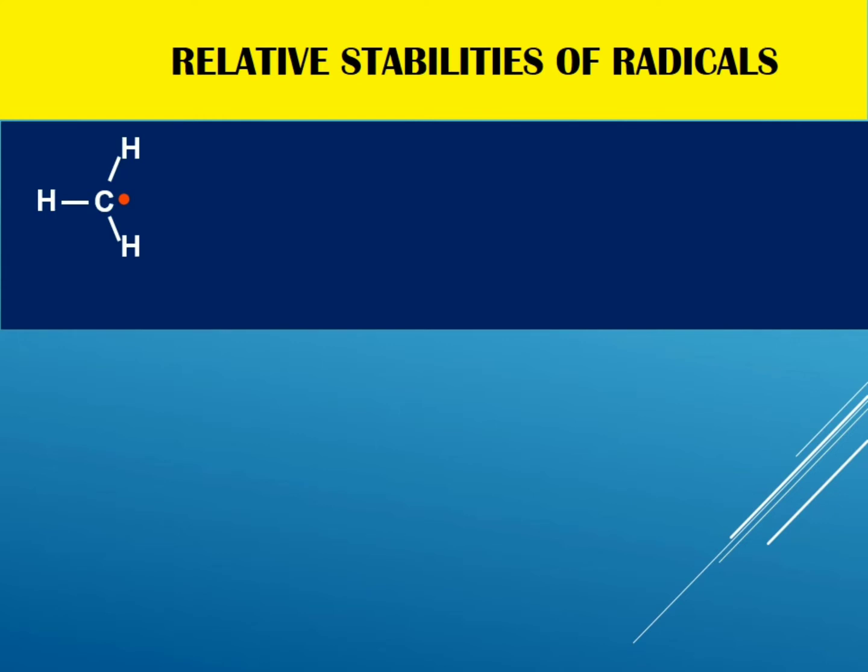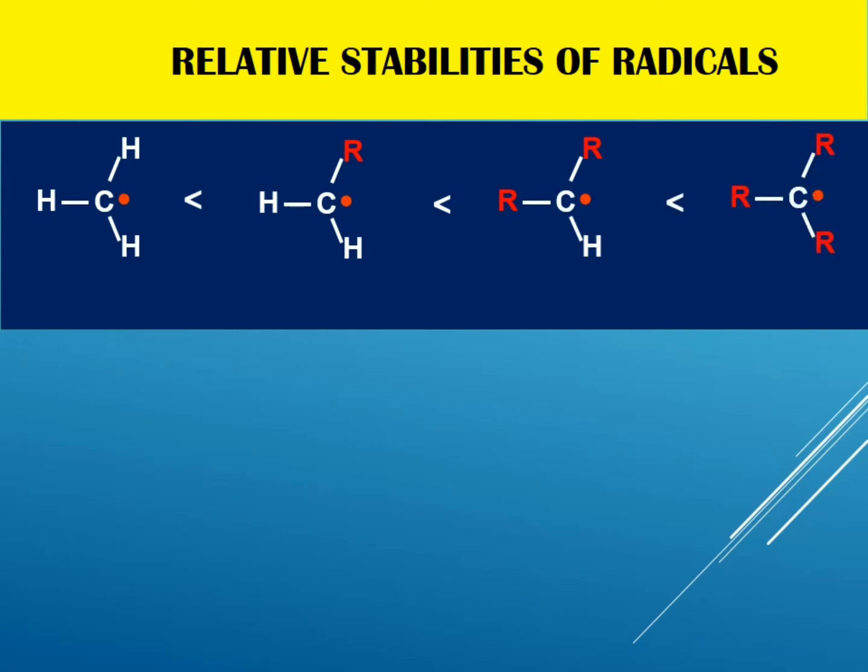So the methyl carbon free radical is the least stable, and we have the primary carbon free radical, which is more stable than the methyl free radical, followed by the secondary carbon free radical, and the tertiary carbon free radical is the most stable free radical. This is a primary free radical because it's attached to one alkyl group, this is a secondary free radical because it's attached to two alkyl groups, and a tertiary carbon free radical because it's attached to three alkyl groups.